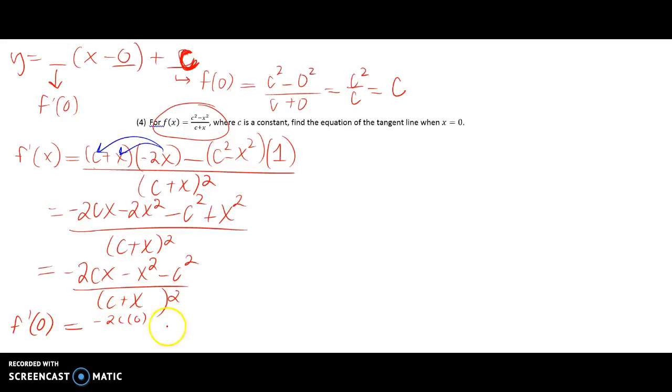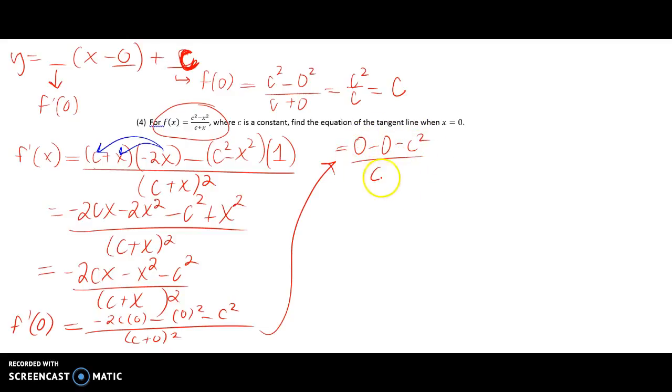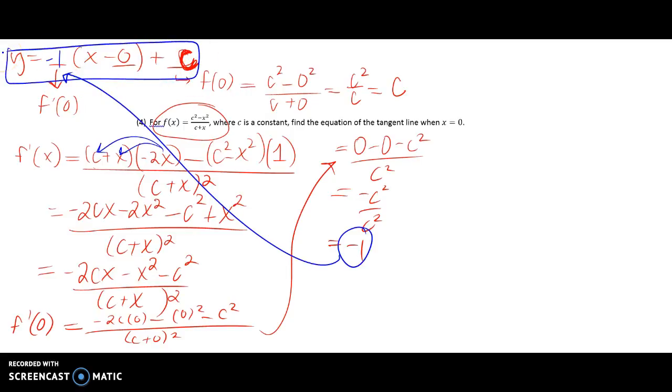That's negative 2c times 0 minus 0 squared minus c squared, all over c plus 0 squared. Simplifying that, I have 0 minus 0 minus c squared over c squared. Going further, negative c squared over c squared. Voila, my slope is negative 1. So I'm just going to real quick take that and go over here. There's the equation of my tangent line.